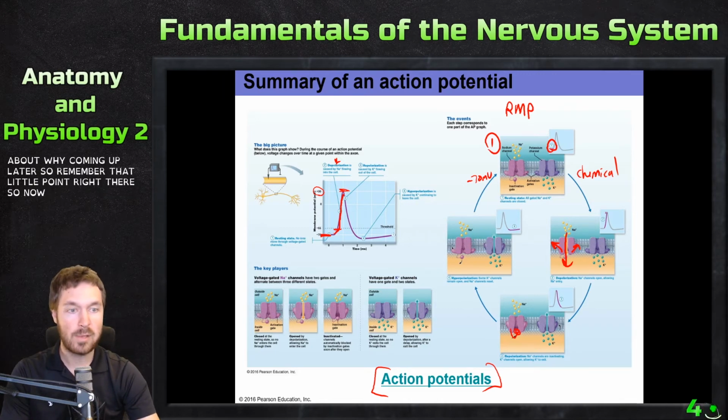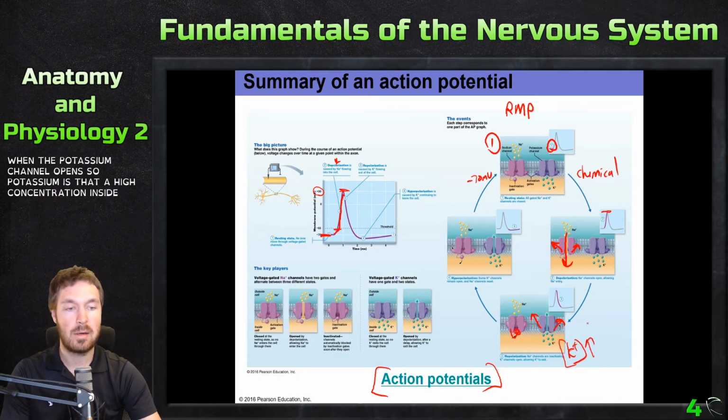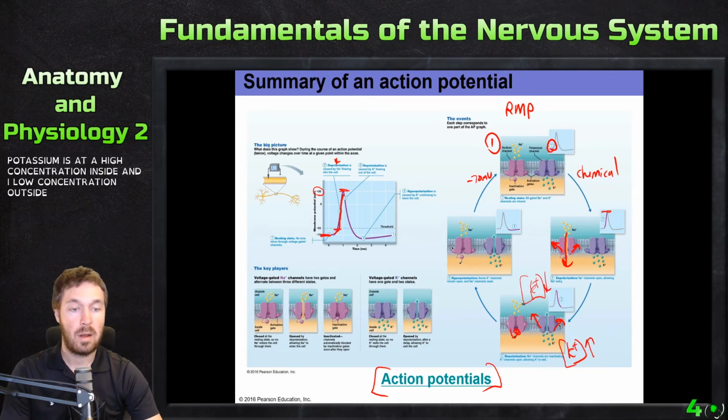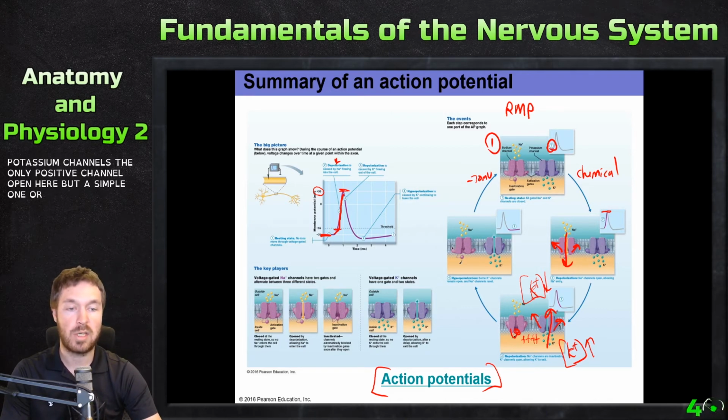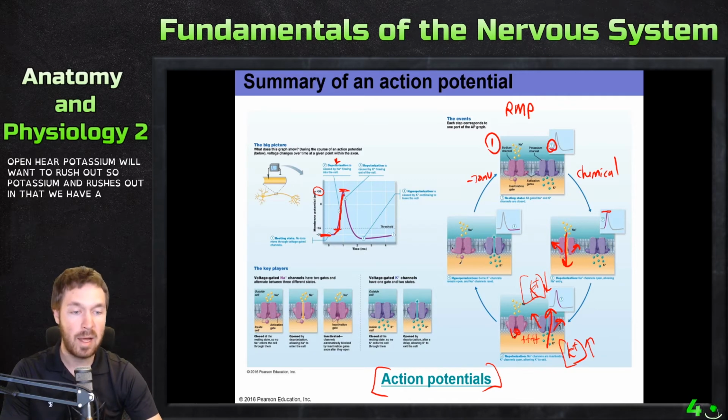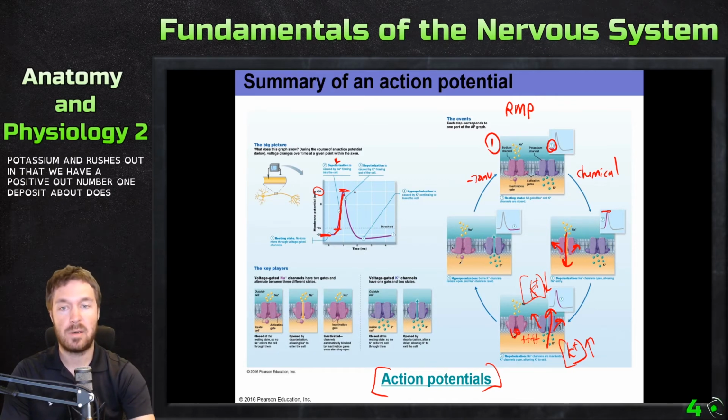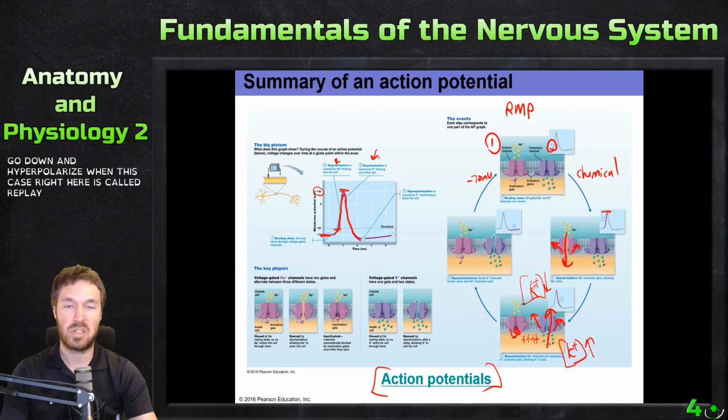So now what happens at plus 30? Another voltage channel opens. Now the potassium channel opens. When the potassium channel opens, potassium is at a high concentration inside and a low concentration outside. But it's also more positive now inside too. So because of those two conditions, if the potassium channel was the only positive channel open here, potassium will want to rush out. So potassium then rushes out, and now we have a positive out. Remember what a positive out does? We go down and hyperpolarize. Well, in this case right here, it's called repolarization because we're resetting it.